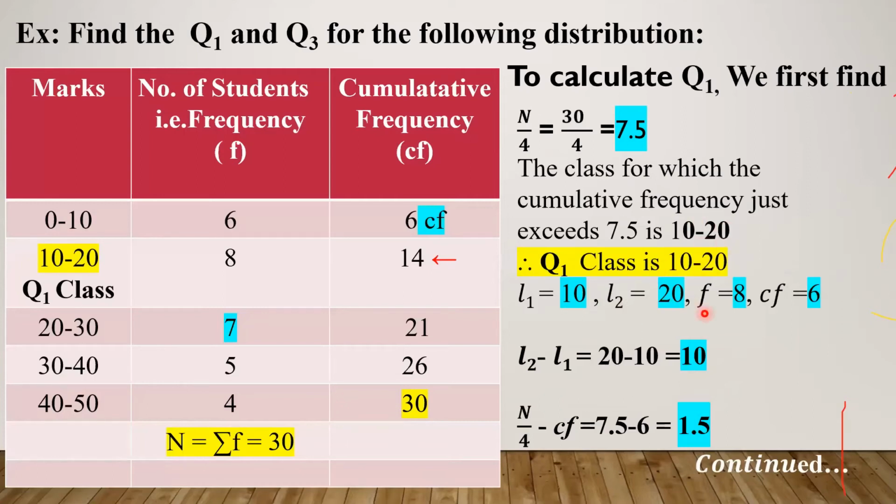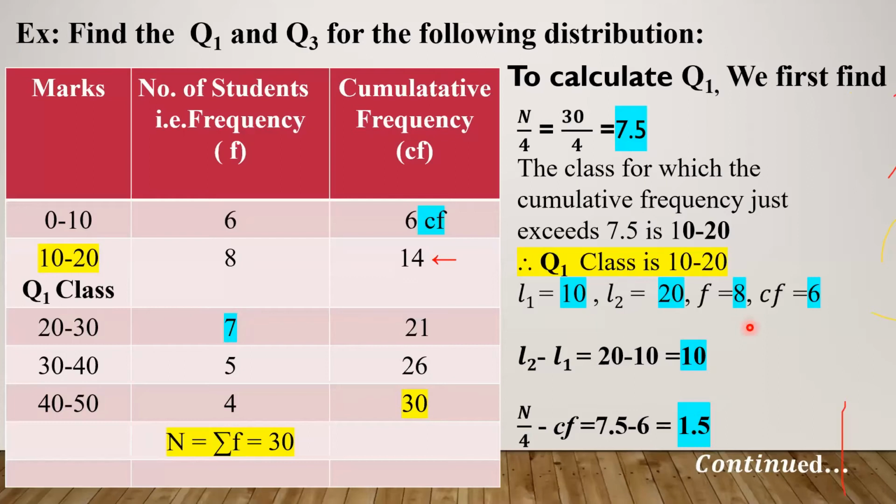What is F? It is the frequency of the Q1 class. Look at the table. This is my Q1 class. You also write here in the table so that you will not make any mistake. Quickly you will see a Q1 class. What is its frequency? 8. So F is 8. And what is CF? Because here students make mistakes. So it is better, as soon as you know the Q1 class, you make a round here and write there the Q1 class. Okay, so the chances of making mistakes will be minimal.